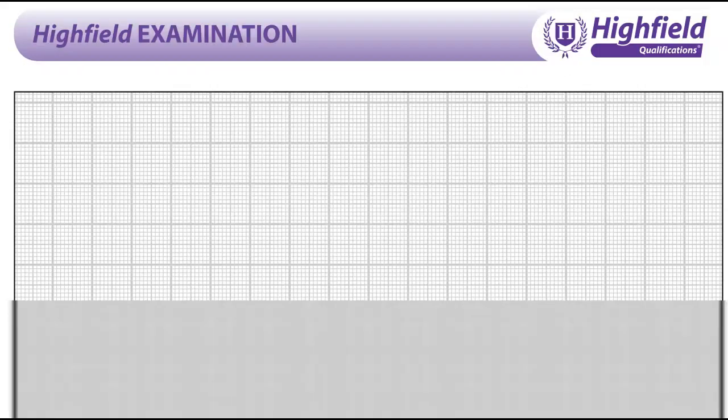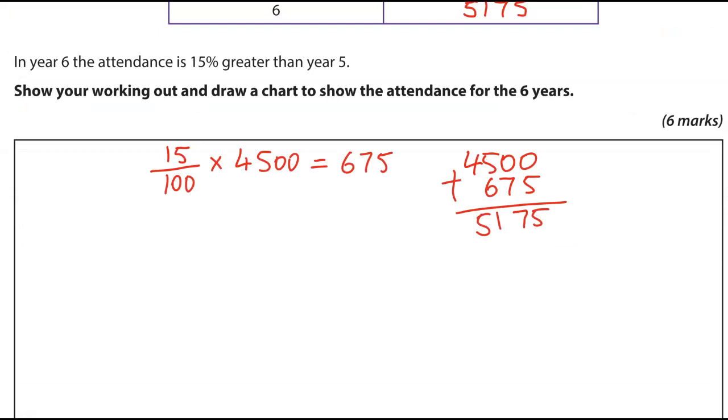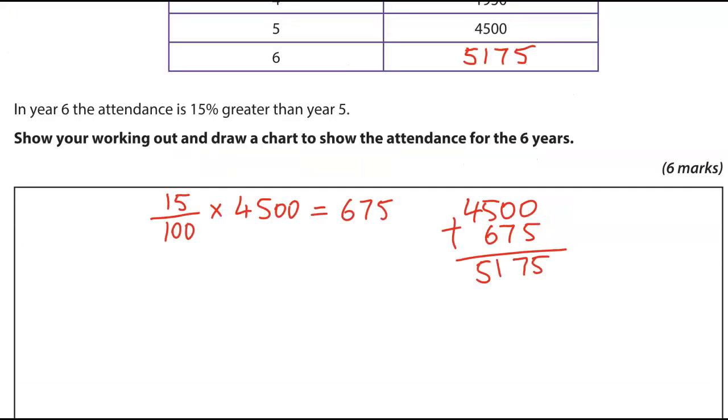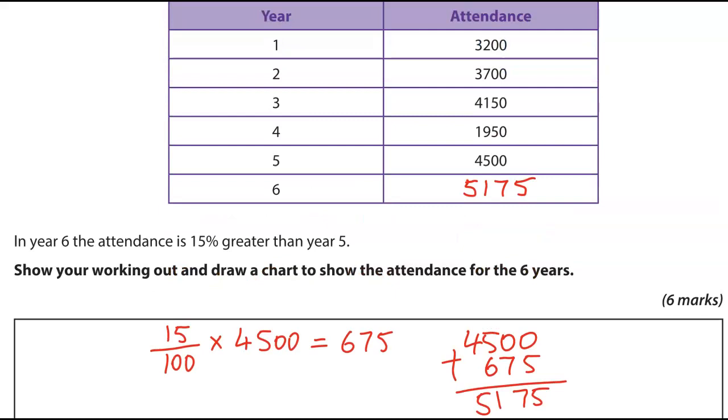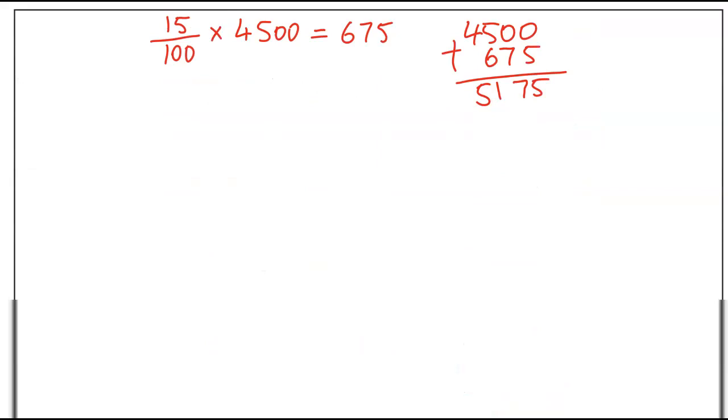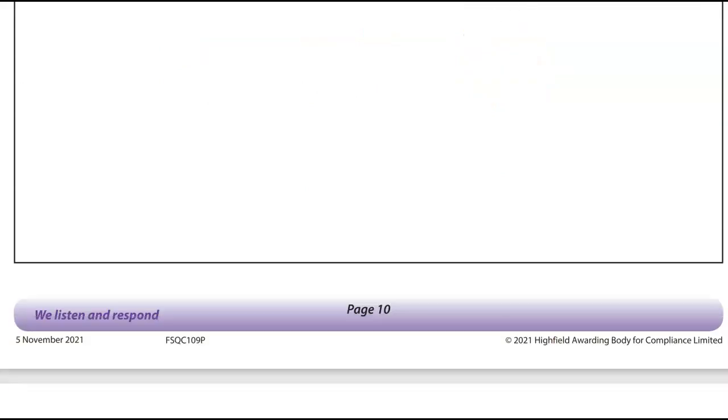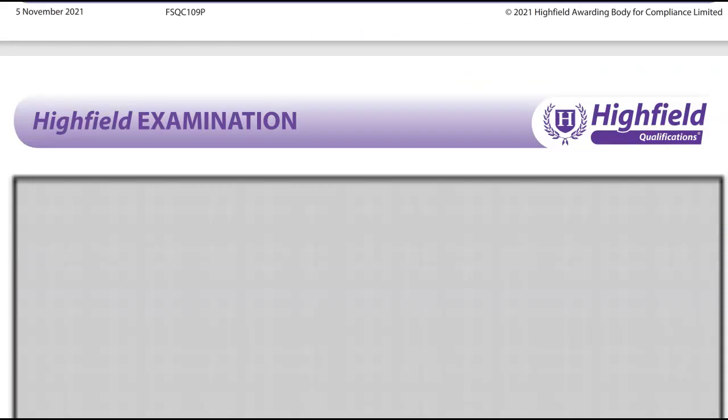Now we'll need to plot the data in a suitable graph. So we could do a bar chart or a line graph. I'm going to stick with a line graph. So what's the highest number that this goes up to? This is 5,175. So we'll show that in the graph.